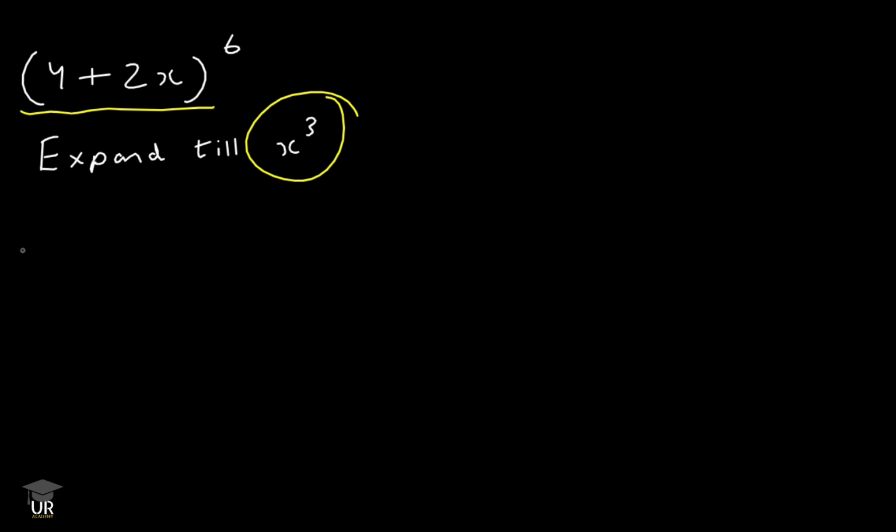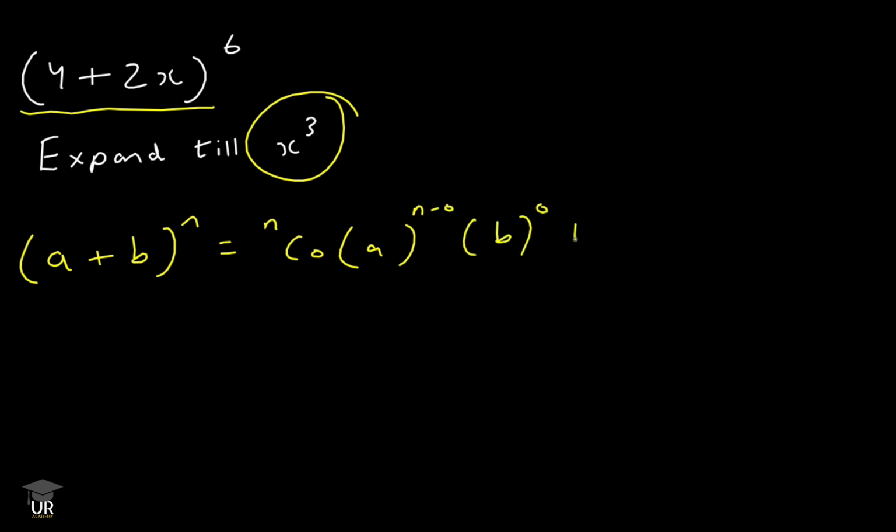So again, we will use the formula for the binomial expansion, that is (a + b) to the power n, and we will write it as nC0 a to the power n minus 0, and then b to the power 0, plus nC1 a to the power n minus 1 and b to the power 1, plus, and this will keep on continuing until we reach the x cube term. So we need to reach the x cube term, and for that we will start with our equation now.